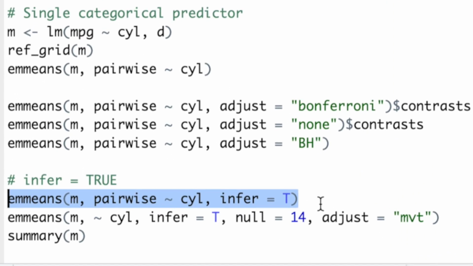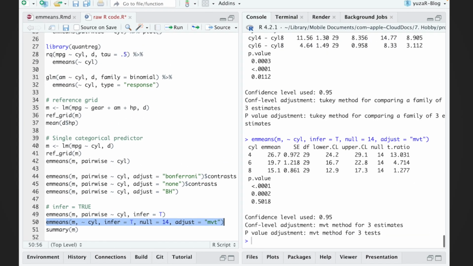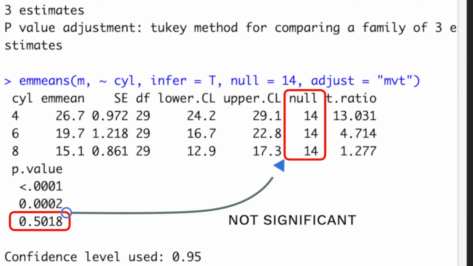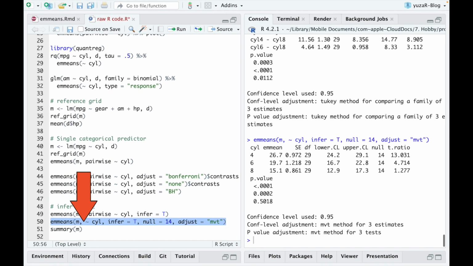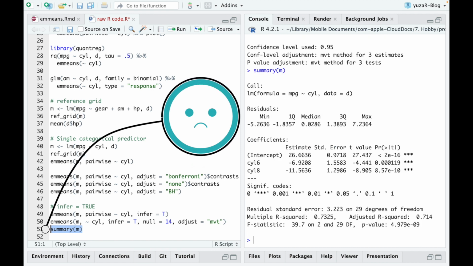But it makes a lot more sense to test them against some target mileage, let's say 14. For that, we can use the null argument to set the null hypothesis to 14. This makes cylinder 8, with a mean mileage of 15.1, no longer significantly different from our null hypothesis. The pairwise argument is removed because otherwise the contrast would also have been tested against 14. As you can see, the emmeans function does a great job of summarizing all the important results, while the summary function misses most of them.